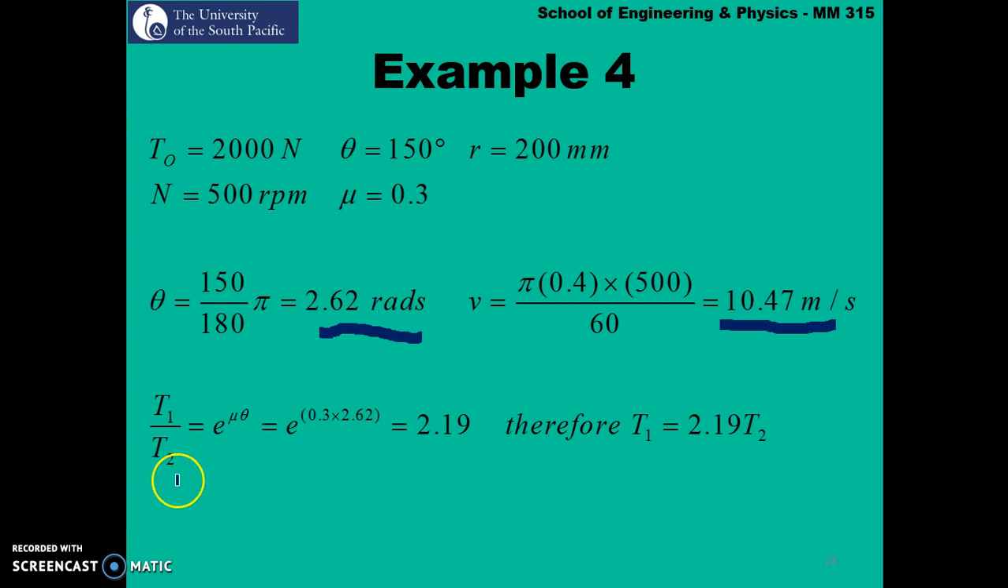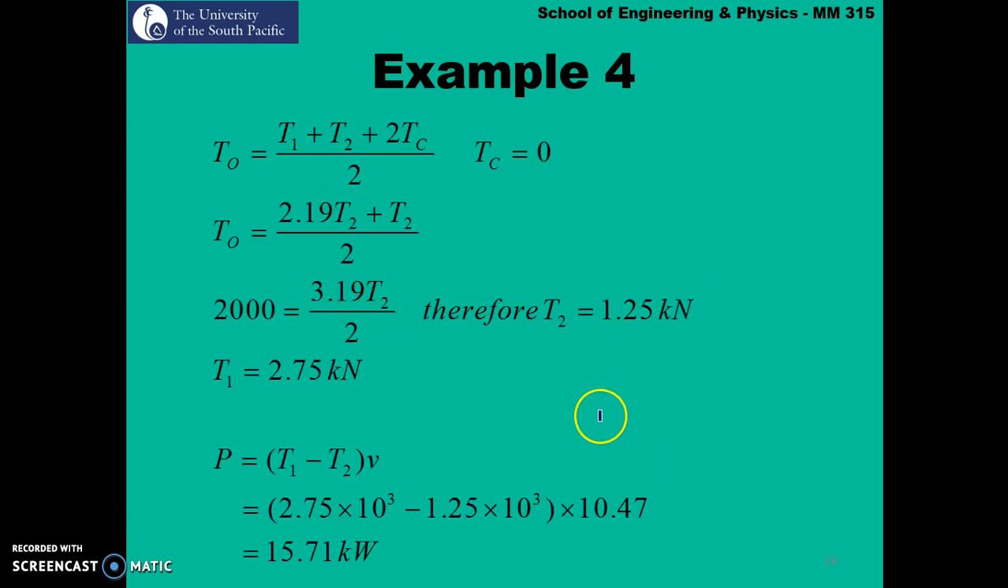Now we can calculate our tension ratio. The tension ratio T1 over T2 is equal to exponential of mu theta. The coefficient of friction was given as 0.3, and your lap angle was given as 2.62 radians. Evaluating, we find T1 over T2 as 2.19. So your tension ratio is 2.19. Making T1 the subject of the formula, I get T1 is equal to 2.19 T2.